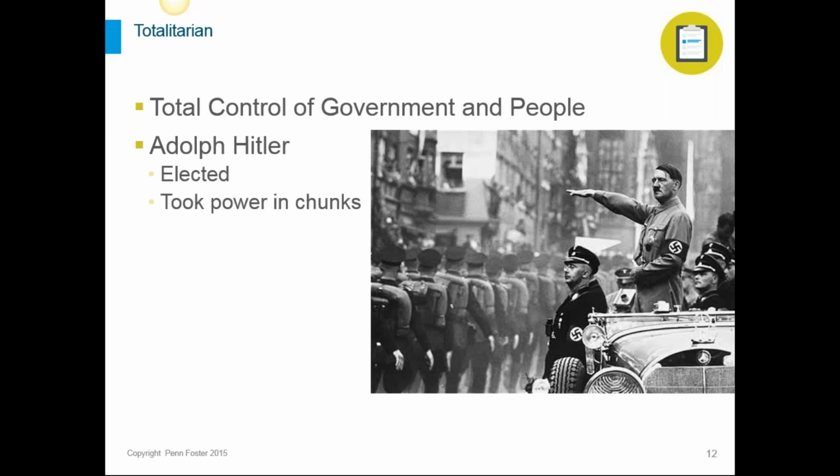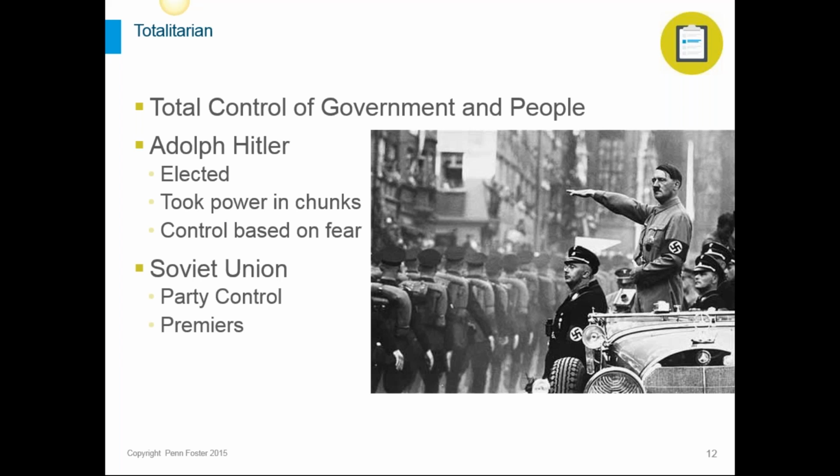And though he was constitutionally elected, he started taking more and more control away from the constitution, away from the people of Germany, and subsequently took over the entire country as a totalitarian state, in which he, very much like dictatorships, controlled by fear, controlled by brutality, controlled by a few people under him. The military, the police were all loyal to Adolf Hitler and his Nazi party.